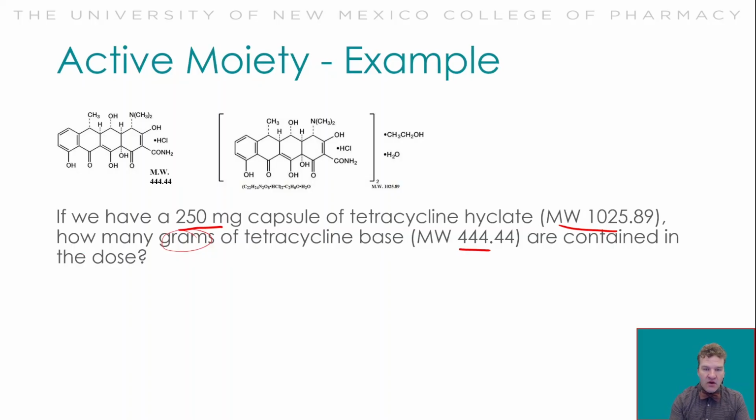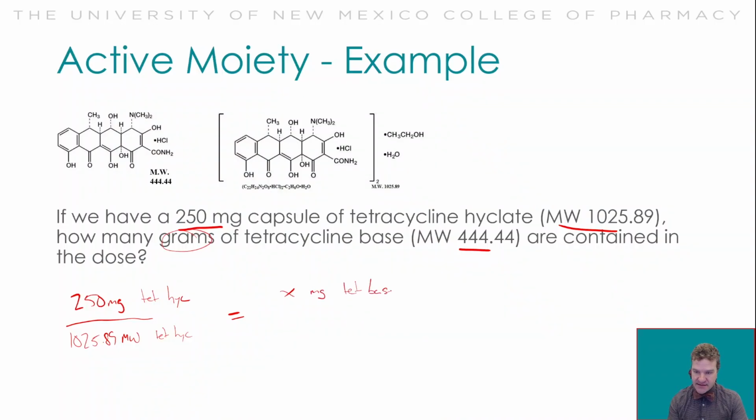Okay. So we have 250 milligrams of tet hyclate, okay? So I'm just making a quick shorthand. And I want to match the molecular weight of the tetracycline hyclate. So 1025.89 molecular weight, tet hyclate, equals X milligrams of tet base, and we want to match the molecular weight of the tetracycline base.